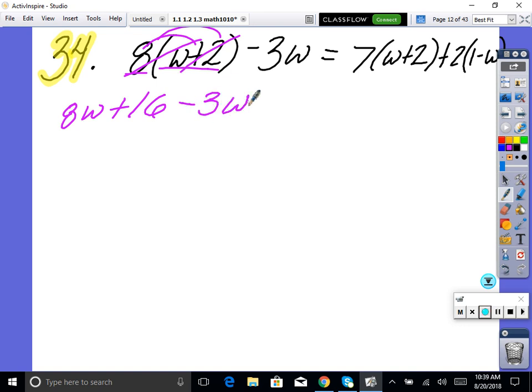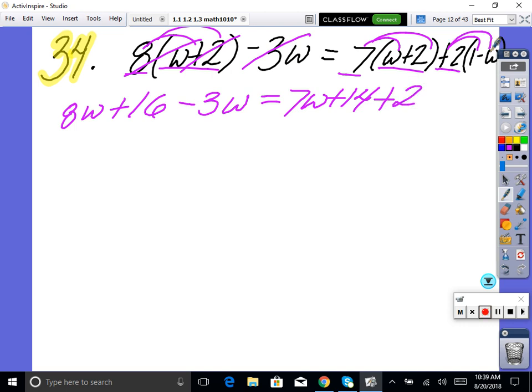Equals 7 times all that stuff. Distribute 7. So we'd have 7w plus 14. Is everybody good? Yes. Now I have positive 2. Now if that was minus 2, we would distribute the negative in right here, right now, and so then it would be taken care of. But it's positive. 2 times 1 is positive 2. 2 times negative w, negative 2w.